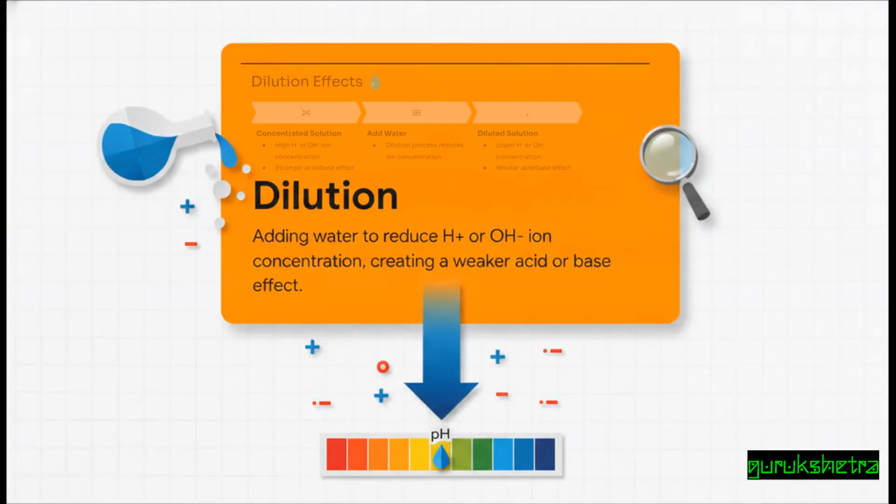Now, what if an acid or a base is just way too strong? Well, we use a very common process called dilution. Dilution is literally just adding water to a concentrated solution. Think about it. When you add water, you are actively reducing the concentration of those H+ or OH- ions per unit of volume. You're spreading them out. By pushing that concentration down, you get a much weaker acid or base effect. It's a super fundamental way we control chemical strength in the lab and at home.